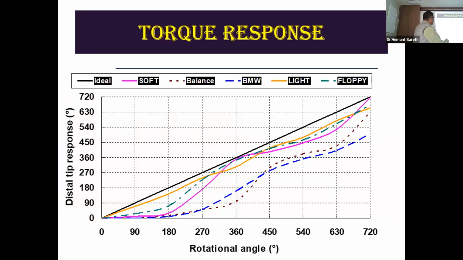And these are the wires depending on their torque response. BMW, as you can see, lies somewhere in between, the floppy line, and this is the ideal wire where you have 1:1 torque response. But as you can see, most wires are not ideal wires, and they don't have 1:1 response. So they have something less than 1:1 torque response.